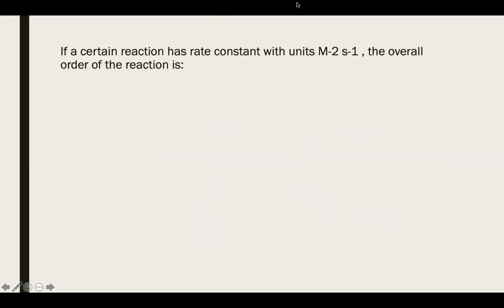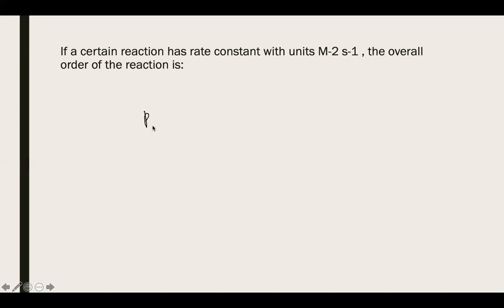Okay, so now this one is not really quite conceptual, but it's not really a calculation either. It's asking you, if a certain reaction has a rate constant that has units of molar to the negative second, and seconds to the negative first, what the overall order of the reaction is. So I think the easiest way to do this is to write a rate law without using actual numbers in it.